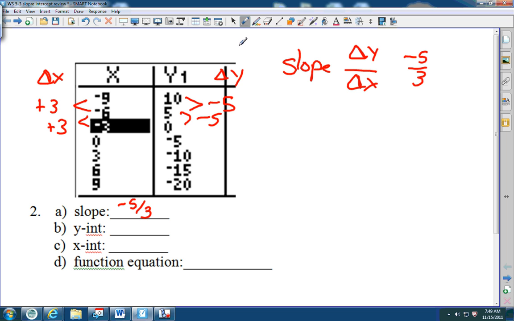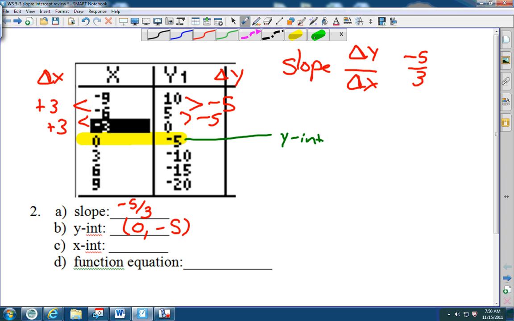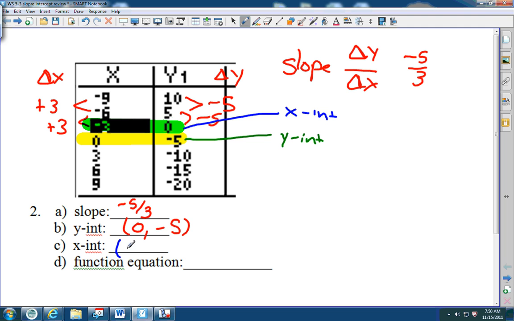The y-intercept, you need to remember that you have 0 and then a number. Well, if I go in my table, I can actually find that right here. Here's my y-intercept. So I have 0, negative 5. So let me just mark that real quick. Right here, my y-intercept. My x-intercept is going to be where the y number is 0. Right there where I highlighted in the green. That's my x-intercept. Because the number is in the x spot, I have negative 3, 0.